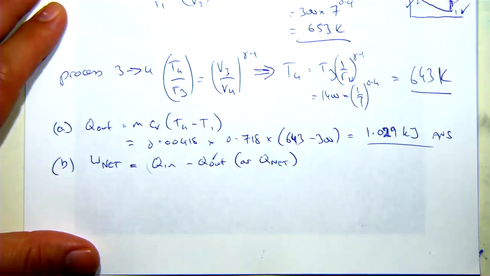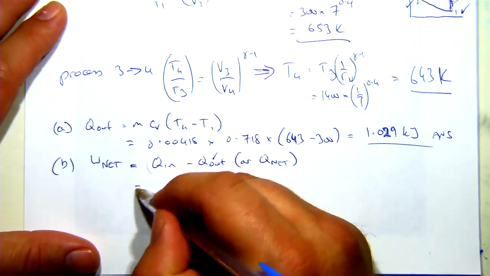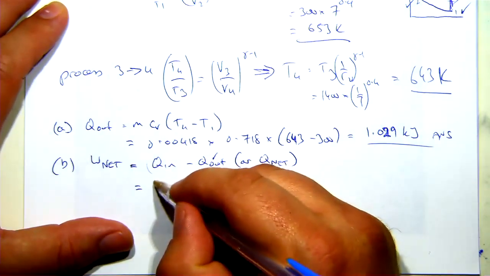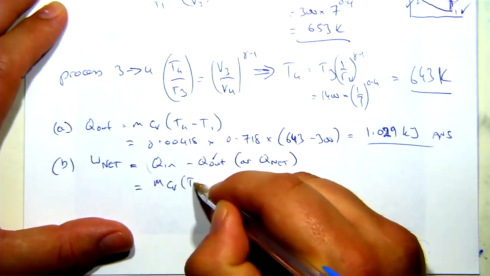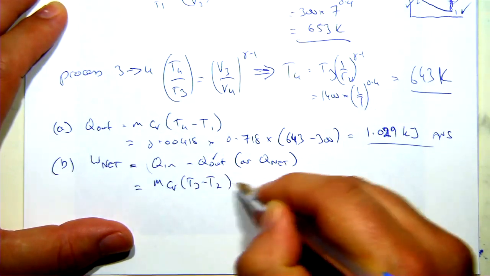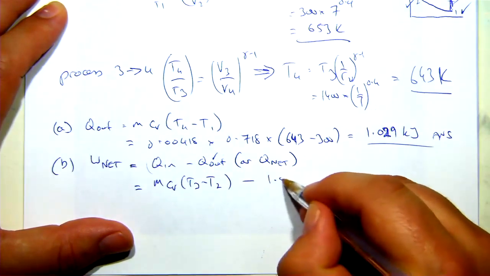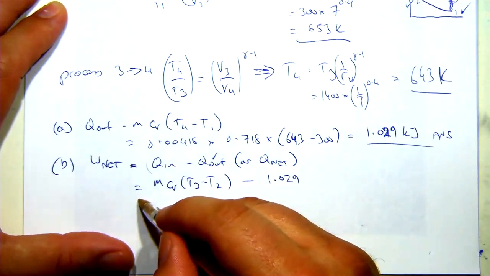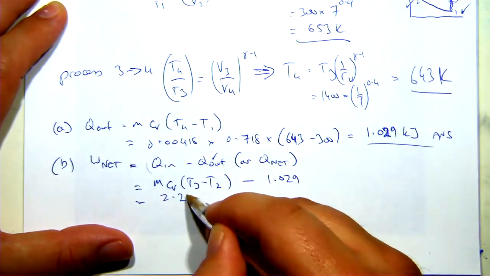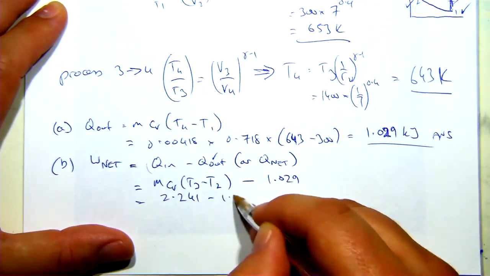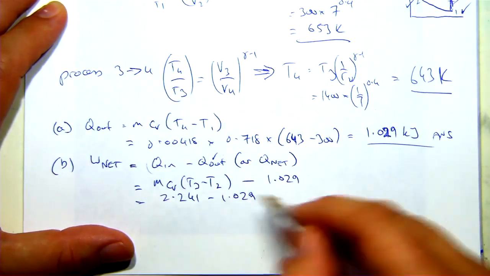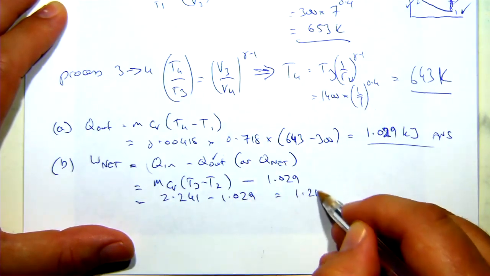Just making my life as easy as I can, which is to say, if I do m CV (T3 minus T2) minus 1.029 kilojoules and plug all that in, I'm going to get 2.241 minus 1.029, which equals 1.212 kilojoules.